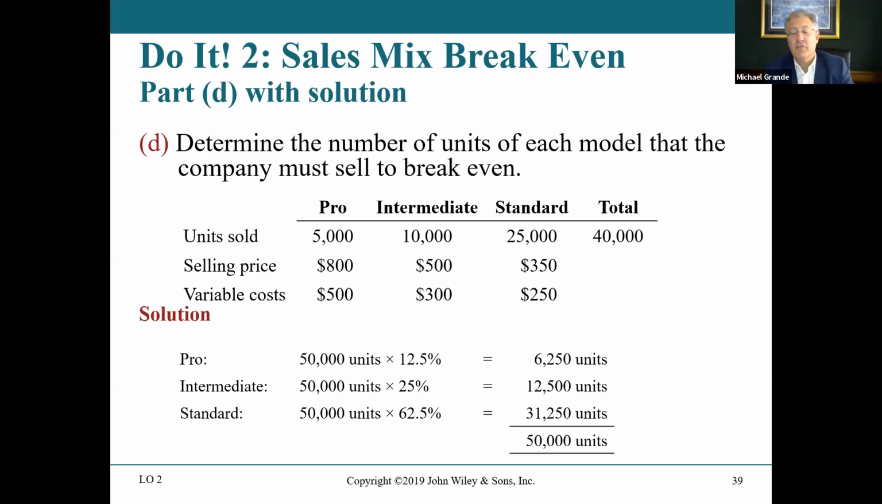So here's the number of units they need to sell for each one of these, right? It's the break even in units multiplied times the sales mix percentage. And those are the number of units of each they need to sell.